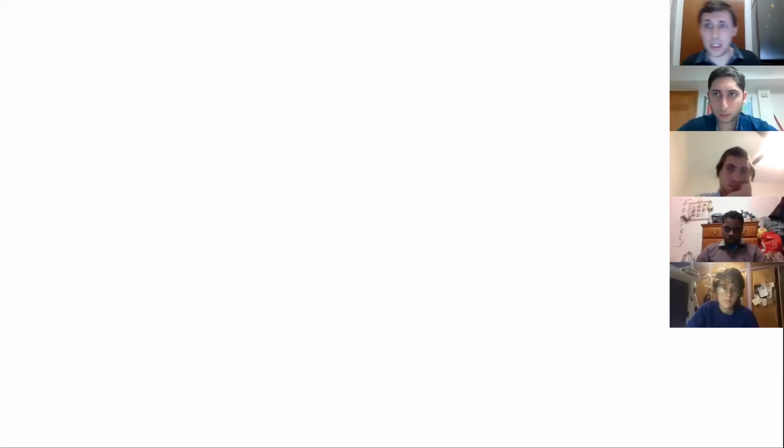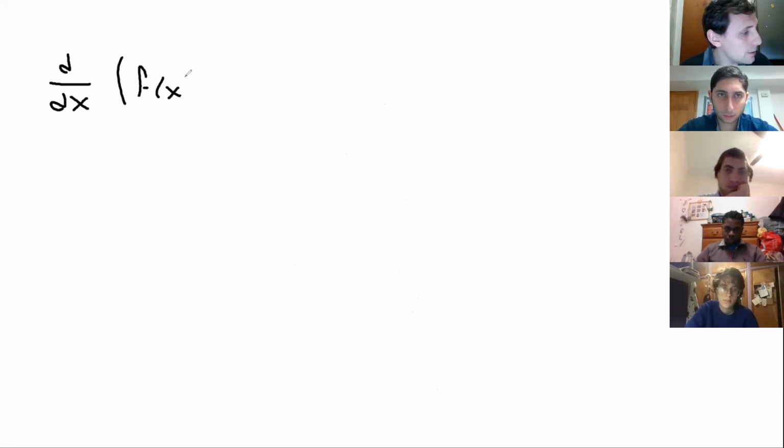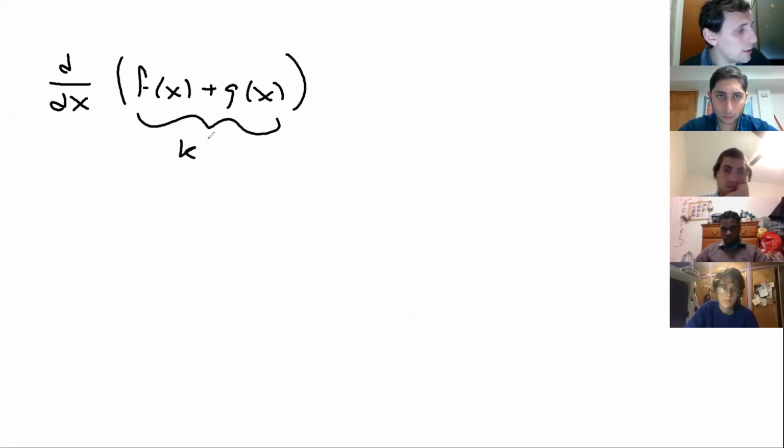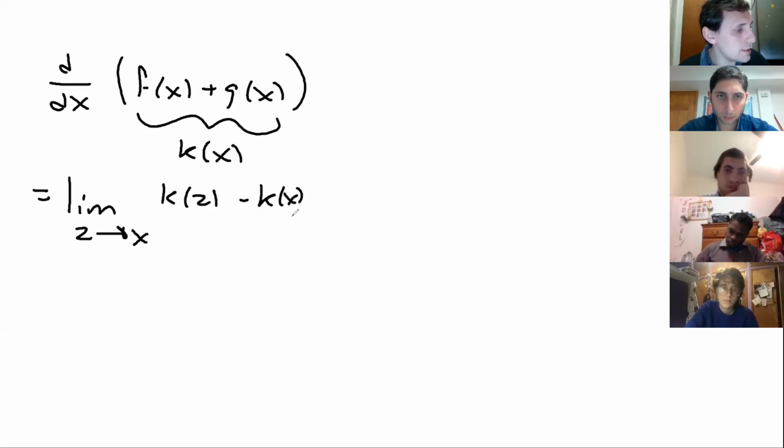Quick comprehension check. When I'm trying to find the derivative of f(x) plus g(x), and I do that by definition, let's say I call this function k(x), okay? Then by definition, that would be simply the limit as z goes to x of k(z) minus k(x) divided by z minus x.